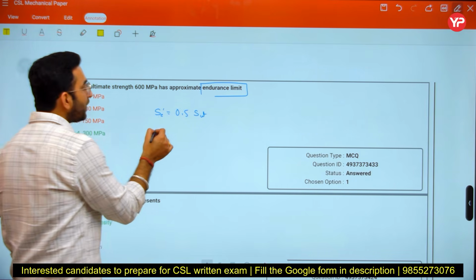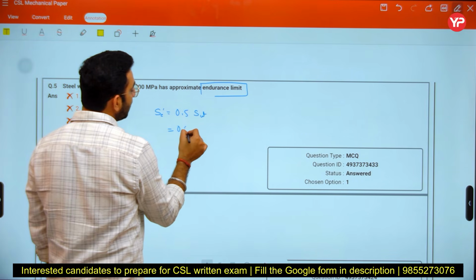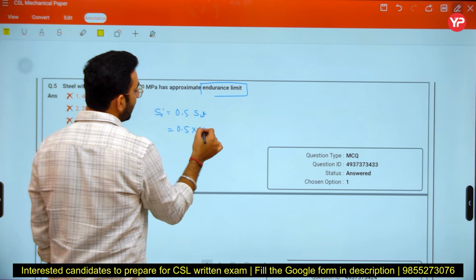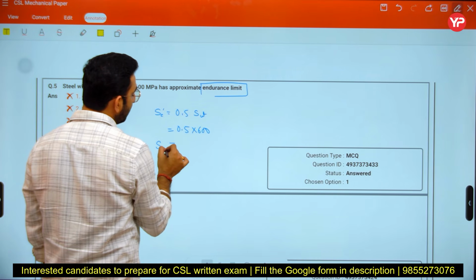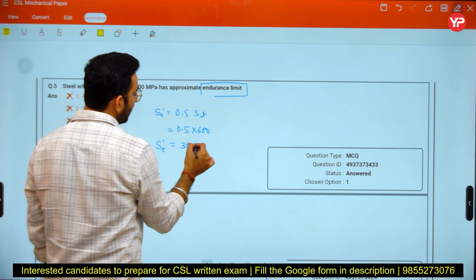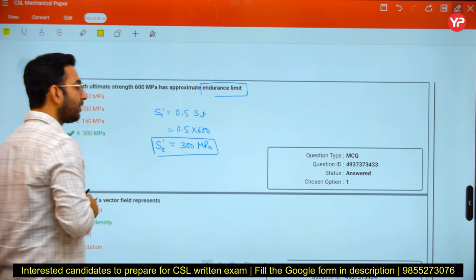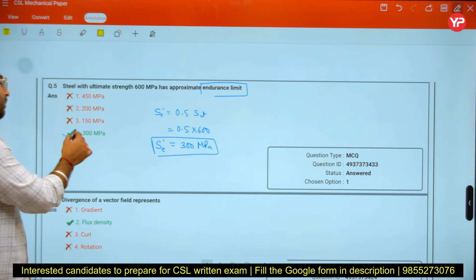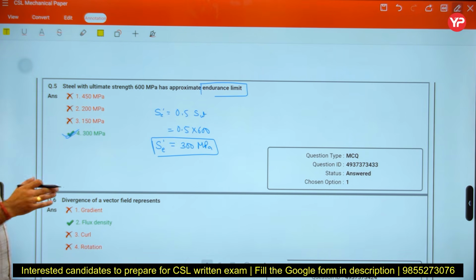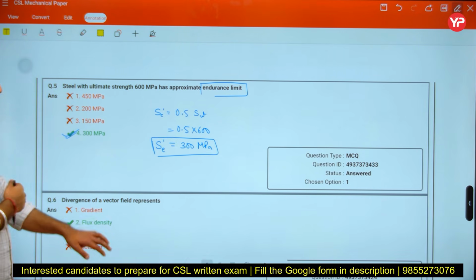by SUT. So if I just put the value of the SUT as 600 megapascal, SE will become 300 megapascal there. Now I can write option number 4 is the correct answer here. So there is no need of objection here.